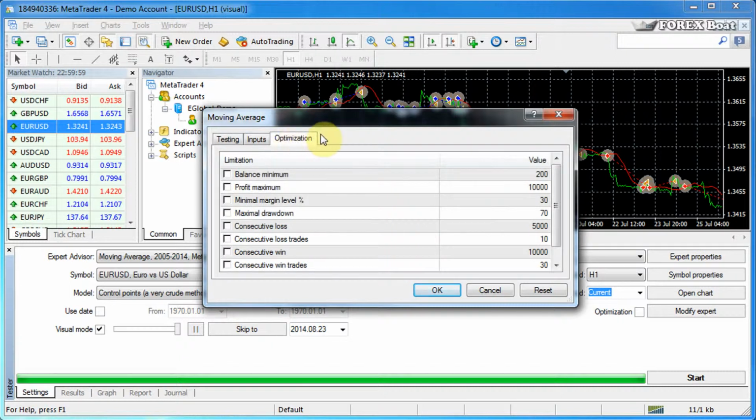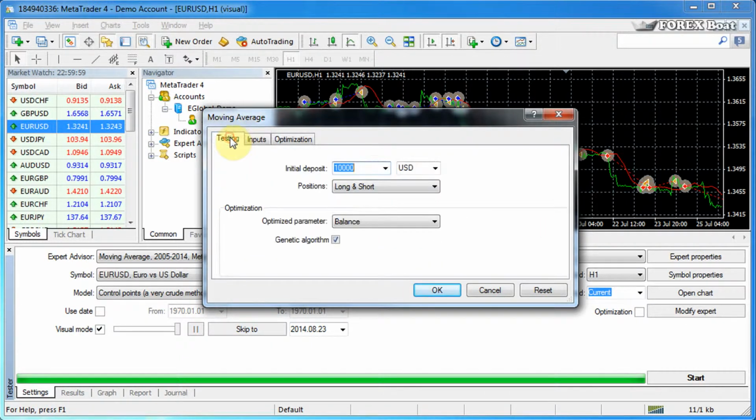Right away I'll mention that we won't be talking about the optimization tab today. We'll be talking about optimization parameters in one of the future tutorials in this course. Today we're going to be talking about these 2 tabs.